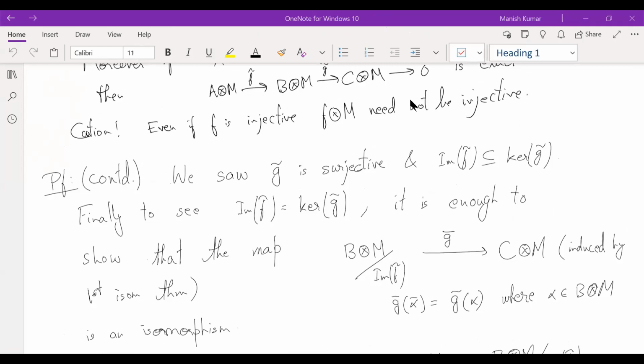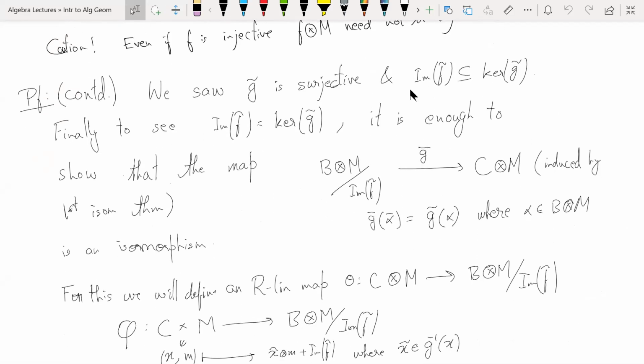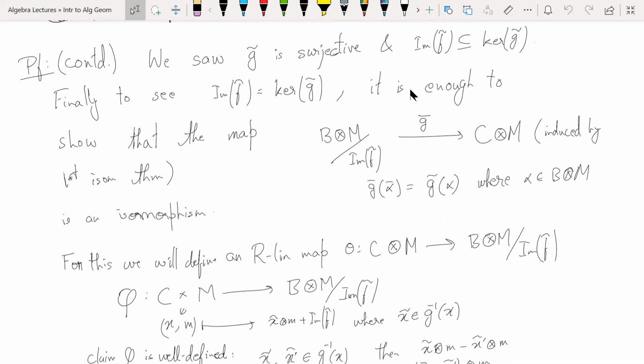Okay. So it suffices to show G bar is an isomorphism. For that, we'll find an inverse map and show that it is an inverse. So we'll define a map theta from C tensor M to B tensor M mod image F tilde and show that it's R-linear and it is inverse to G bar. Again, to give an R-linear map from C tensor M to any module is the same as giving a bilinear map from C cross M to that module. So we define this bilinear map.